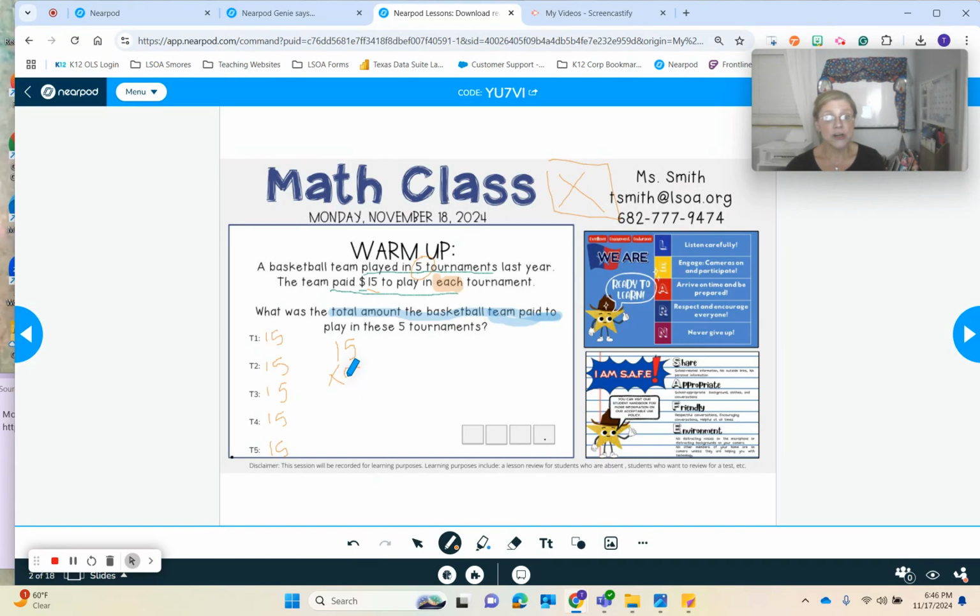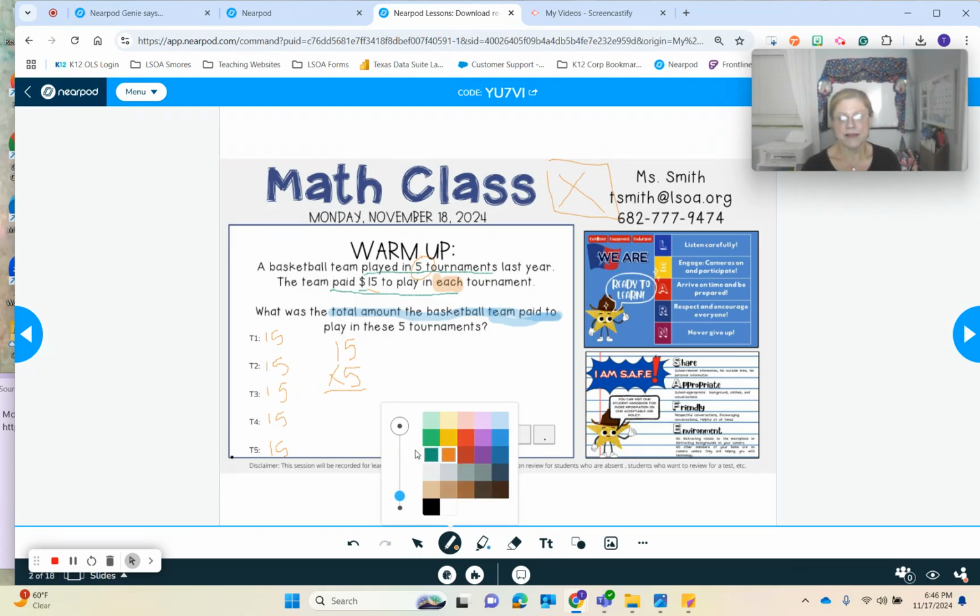Now, if I'm not sure I know how to do that, I know the other operation for multiplication is repeated addition. I could add 15 5 times. Now, I don't want to do that because I can get lost in my numbers. We know Miss Smith has a learning disability in math, and sometimes she can get lost in her numbers. It's okay. But if I have my automaticity, then I want to multiply. So let's try it. I'm going to change my pen color so we can see the math happening.